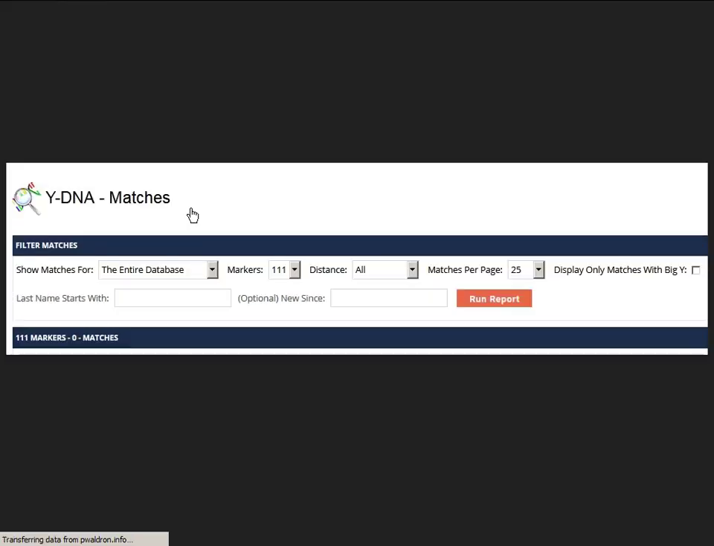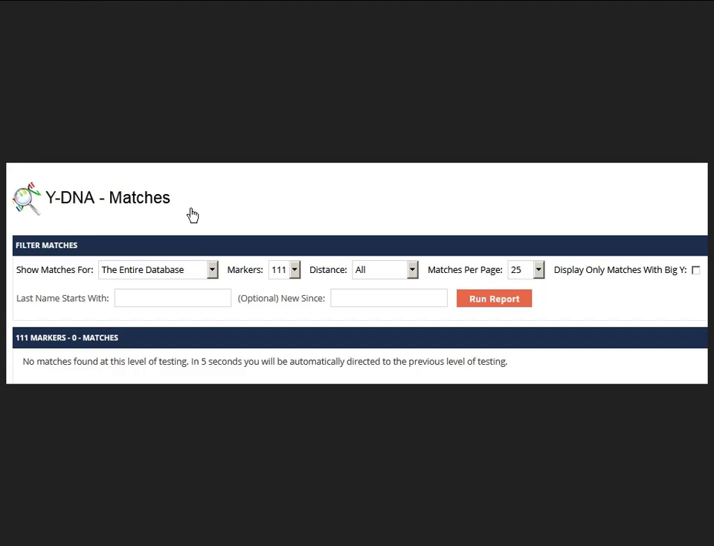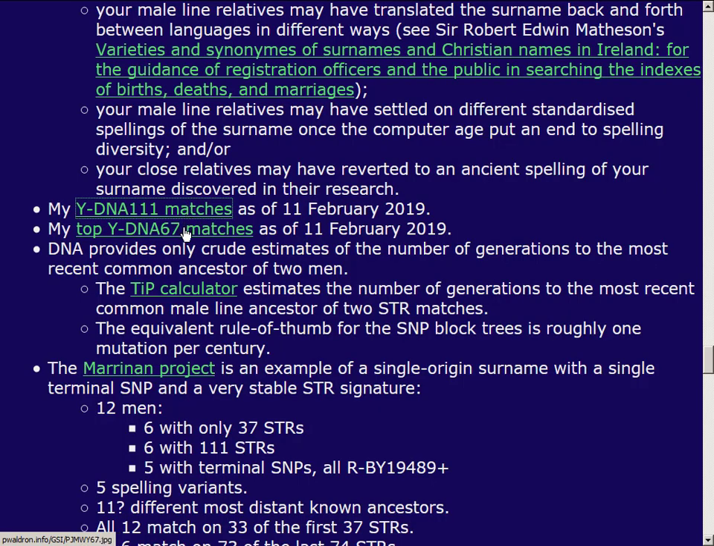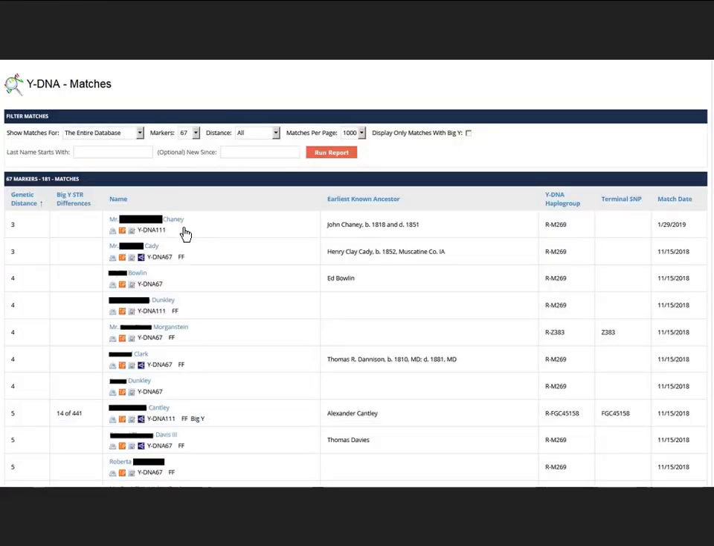On the 111 marker test, there's my match list. Nobody comes within 10 differences out of 111 of me on the first 111 markers. I'm kind of unique, but if I drop down to 67 markers, and for privacy reasons we're supposed to block out people's names here, I have a number of matches. Mr. Cheney doesn't match me on 111, so we have a lot of differences between 68 and 111.